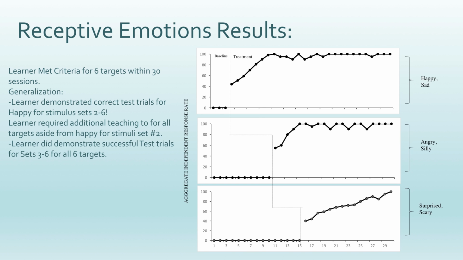The learner met criterion for all 6 targets within 30 days. The first 2 targets, happy and sad, were met in 7 sessions. Angry and silly met criteria in 5 sessions, and surprised and scary met criteria in 12 sessions. The learner also demonstrated correct test trials for the happy stimuli for stimulus sets 2 through 6. They required additional teaching for all targets aside from happy for stimuli set 2, but they did demonstrate successful test trials for sets 3 through 6 for all 6 targets, so that's pretty cool.